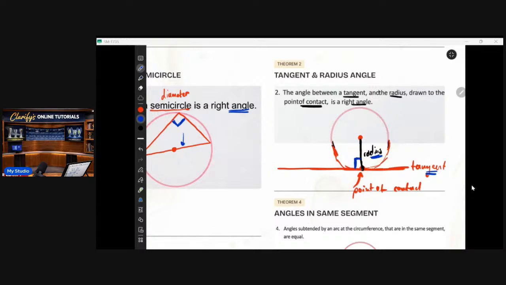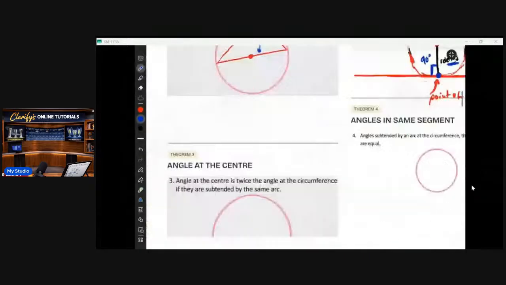So this angle is 90 degrees because the radius is going to the point of contact. The tangent is passing through the point of contact. The angle here is 90 degrees. So you must remember, it's a right angle. It's 90 degrees. This one also 90 degrees. It's a right angle. These are the rules for the right angle so far. So here we've talked about 2 theorems out of 7.